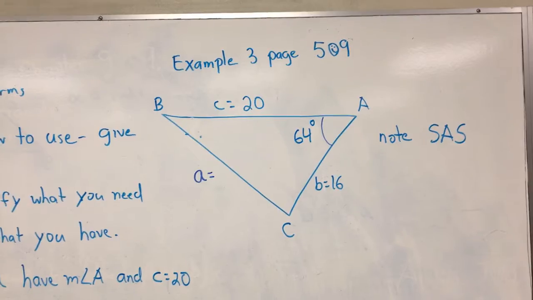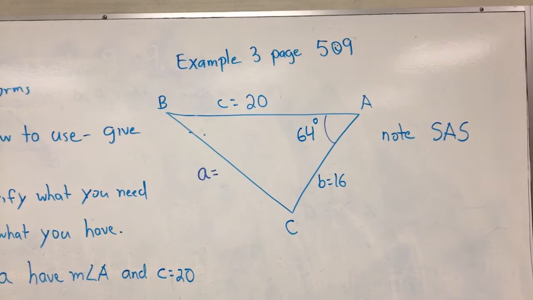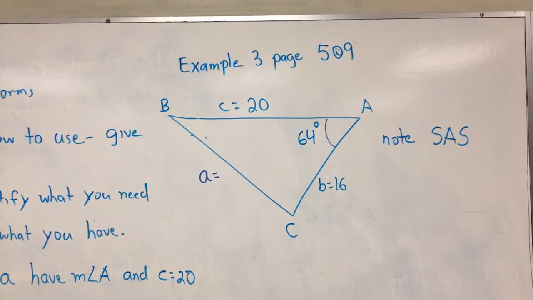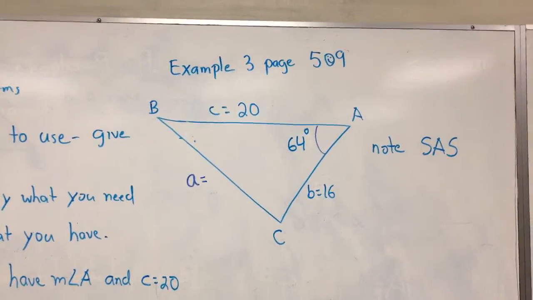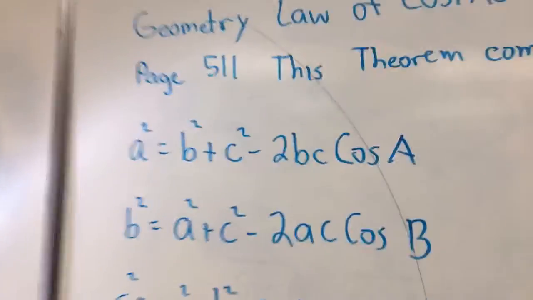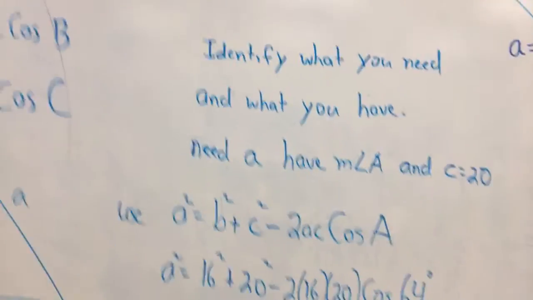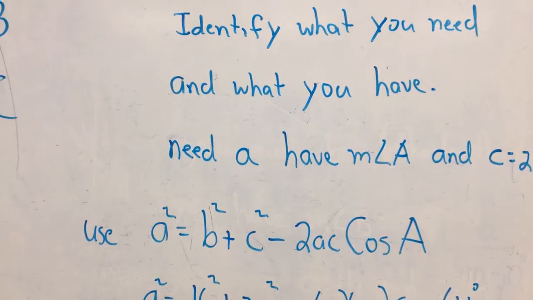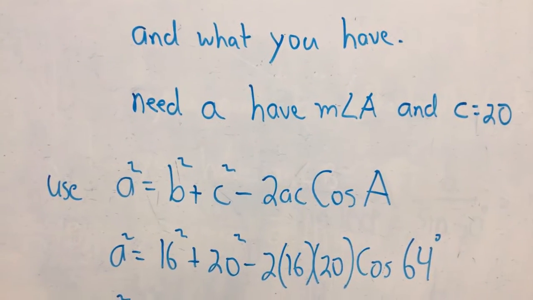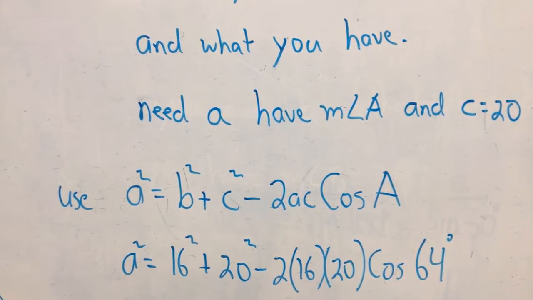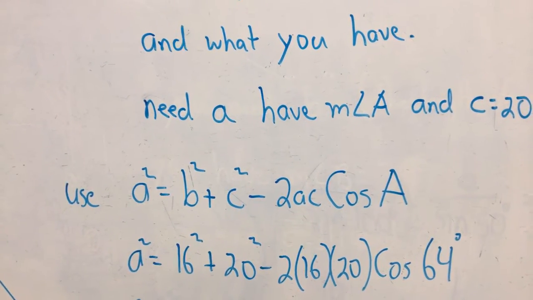Now we know the measure of angle A. We know the measure of side C, the side opposite of angle C. And we also know the length of B, the side opposite of angle B. So this time we're looking for a. If we're looking for a, we're going to choose that one. a squared is equal to... So here we go, there's my formula I'm going to use to find this. a squared is equal to b squared plus c squared minus 2bc cosine of the angle A. So if I plug these values in, notice that a squared is equal to 16 squared plus 20 squared minus 2 times 16 times 20 times the cosine of 64.